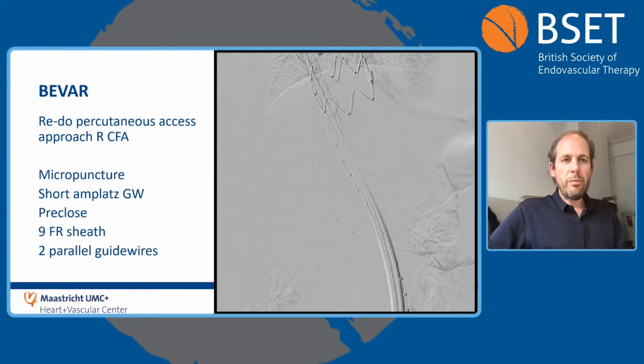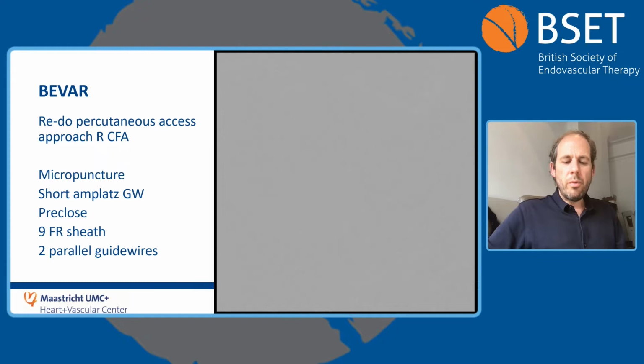So if we do redo axis, we take a different approach. This is redo axis for surgical grafts in the groin or for patches in the groin. We use micropuncture sets or a 4 French dilator. We use a short Amplatz 75 centimeter wire, and then use the same pre-close technique with progressive dilation if needed. In this case, we put in a 9 French sheath and we put in 2 guide wires parallel to avoid a second puncture.